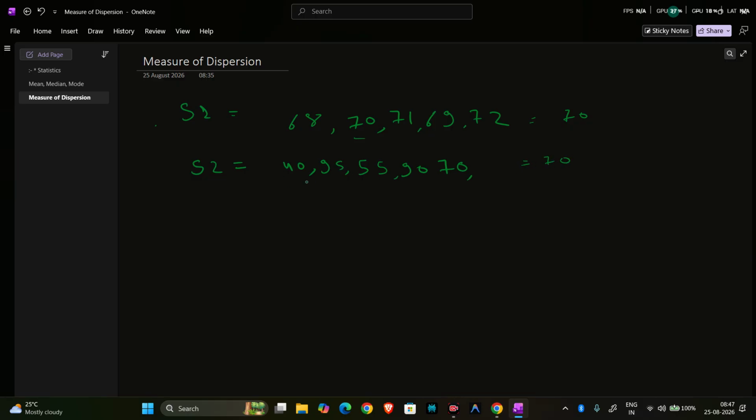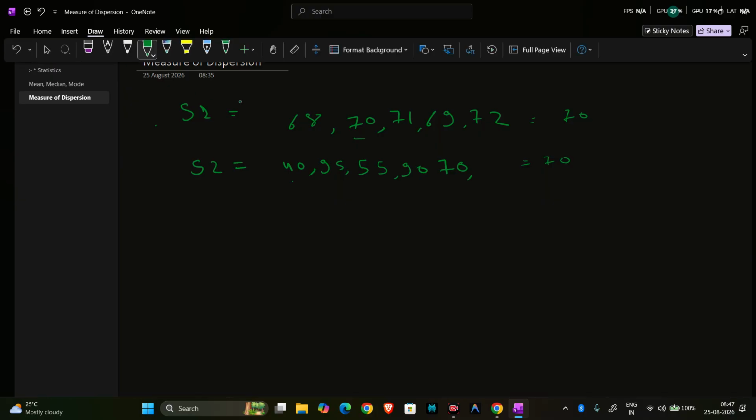But this student has 40, 95, 55. So this is spreading across. This is the spreading we are looking at. This is called the measure of dispersion, how the data is spreading. So before we continue, how we can use this.